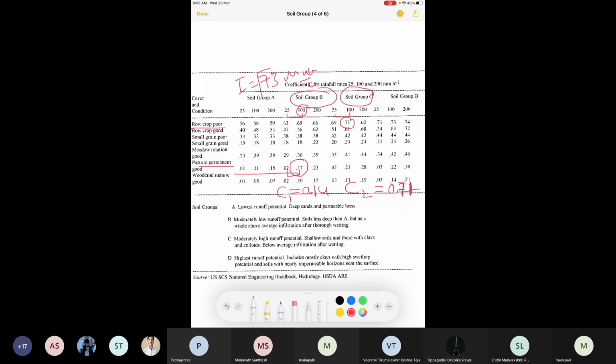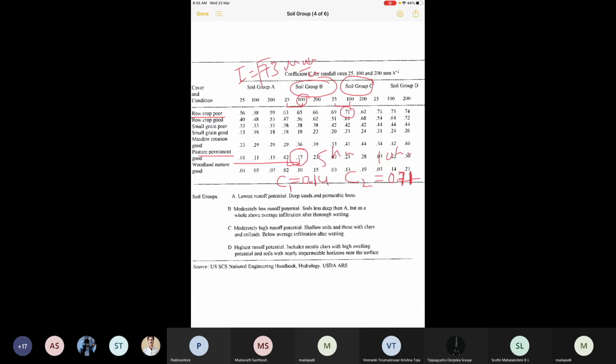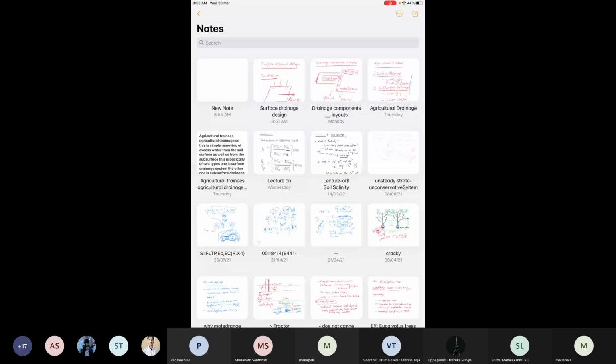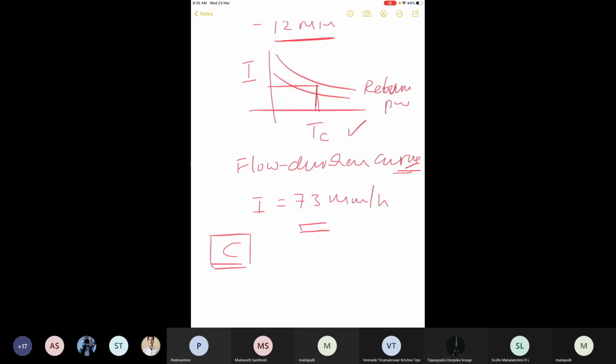Right. So this way you need to find out the C1 and C2 corresponding to 5 hectare land versus 10 hectare land, and then find out the average C value. So that average C, let me go back to my notes. I'm sorry. Yeah. So the C value, what we observed, but what we estimated.